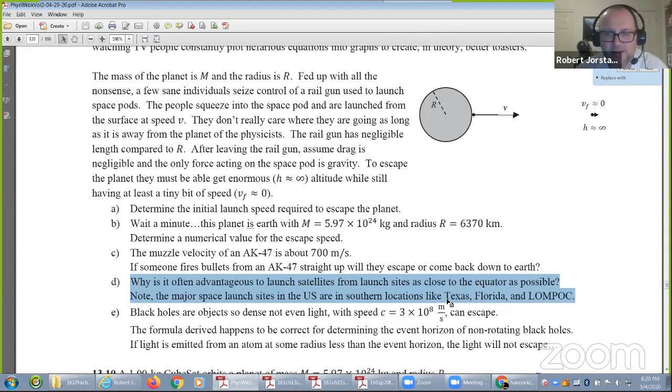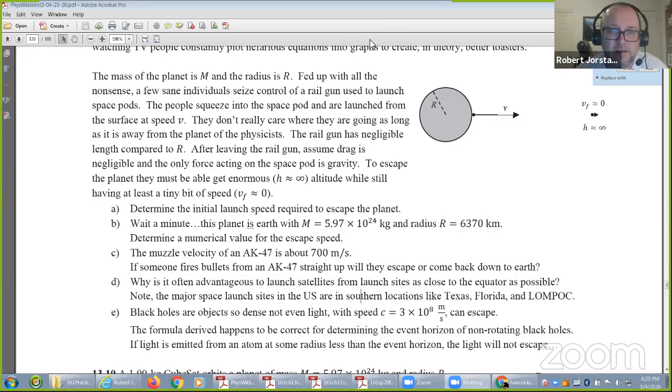Why is it convenient to launch satellites from places like Florida? Florida gave us a huge advantage over the Soviet Union, back when it was called the Soviet Union, in what was called the space race. It's because it's so far south. If you think about this, I'm going to try and draw this here on the whiteboard, okay? Let me do it on this one.